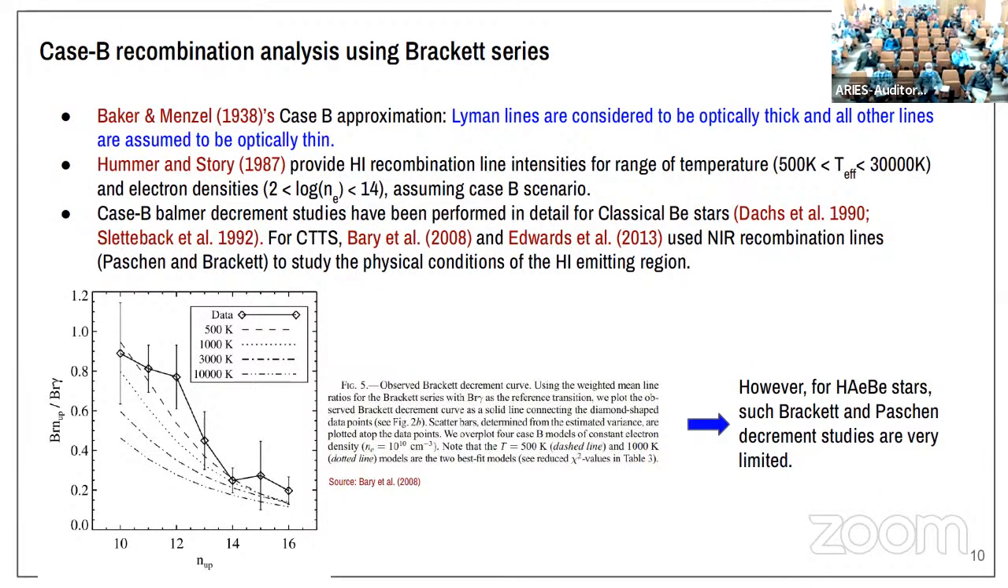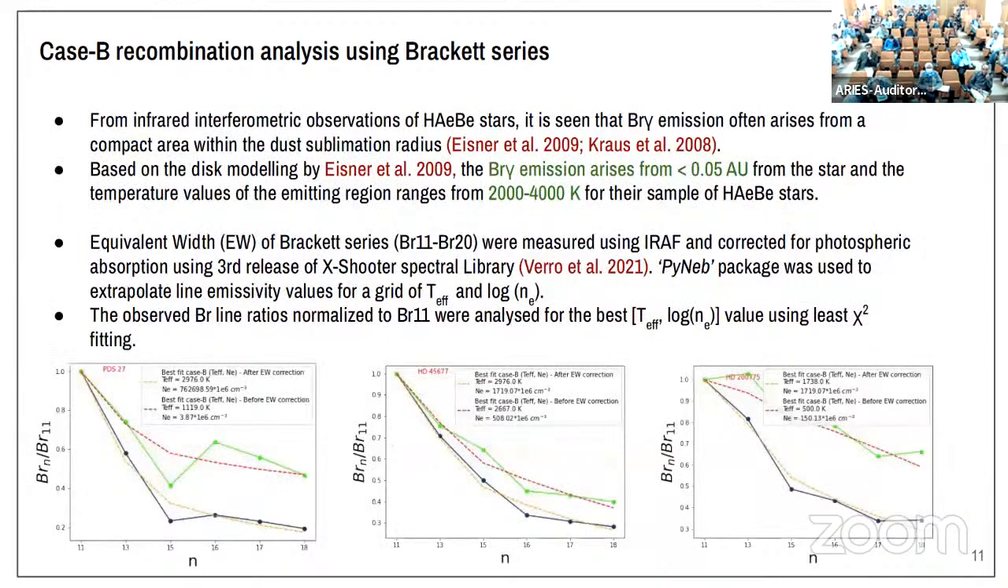Here, this is for a T Tauri star where they use the Brackett line ratios and model the temperature. So if we go to the Herbig stars, the work that identifies the emission region of Brackett lines is Eisner et al. and Kraus et al. They use infrared interferometric observations. They see that Brackett emission is coming from a compact region inside the dust sublimation radius. They say the Brackett gamma emission is from less than 0.05 AU, and the temperature of the emitting region is 2000 to 4000 Kelvin.